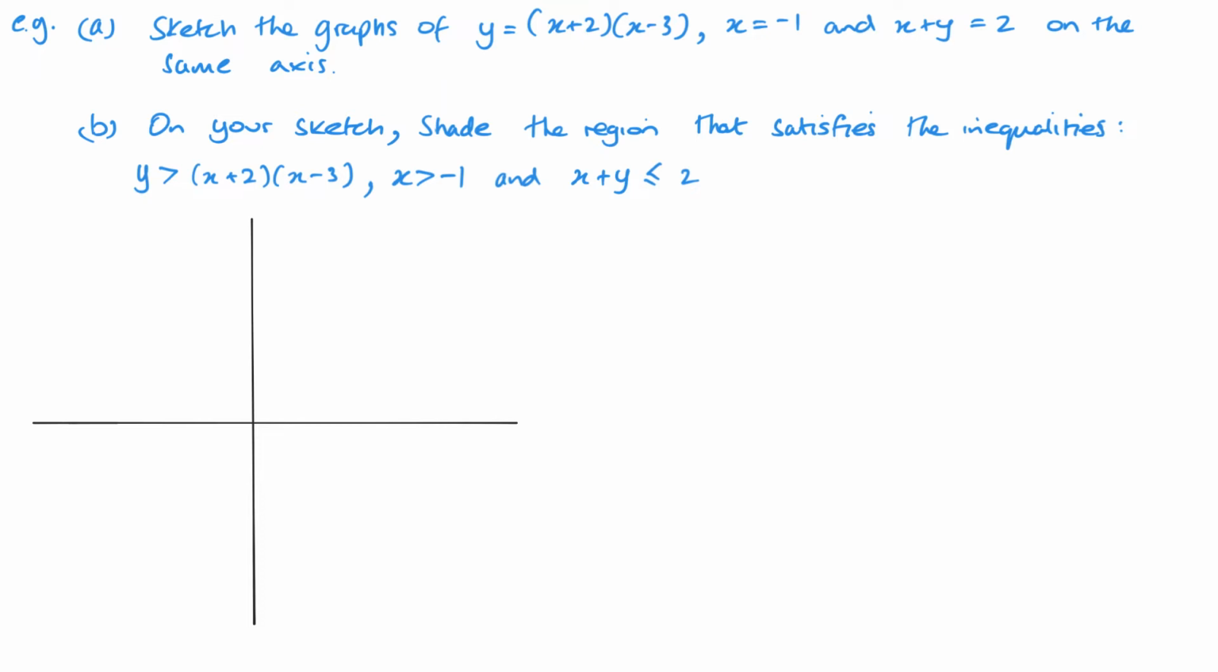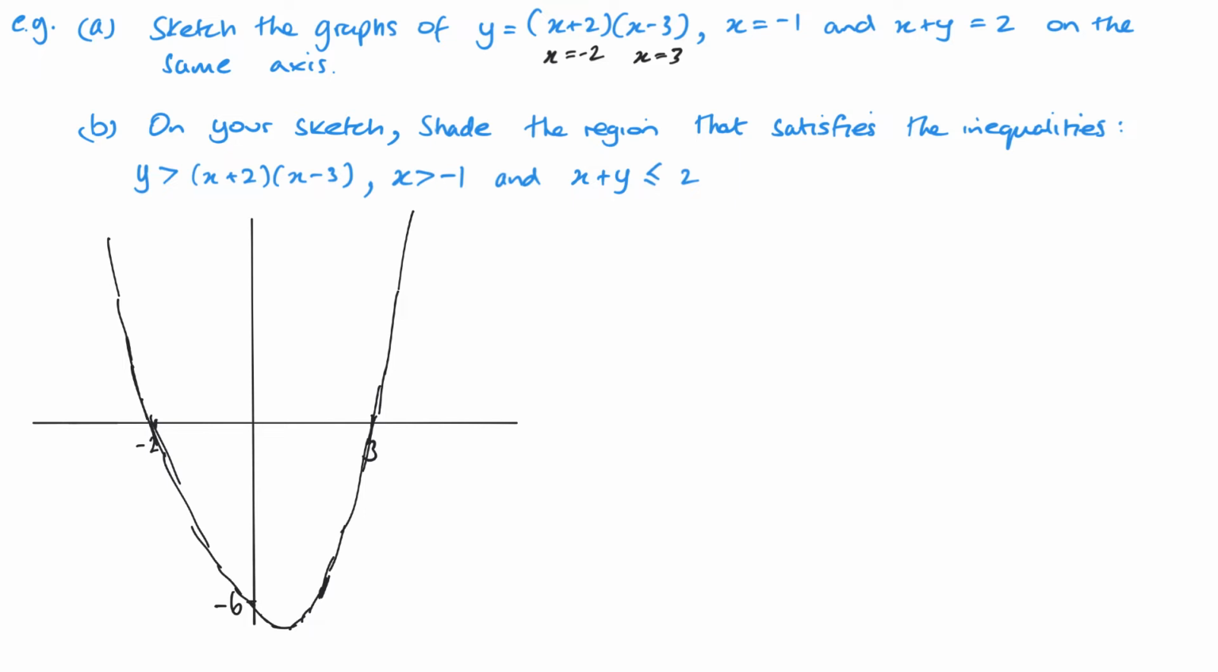And then I'll tend to do the quadratic first. So we know here we've got x is equal to -2 and x equals 3. So we know it's got to cross at -2 and 3. And 2 times -3 is -6. So it's got to hit at -6. So we've got a rough graph here, something that looks like this. Again, it's a sketch, it doesn't have to be perfect. And I've got my first one. So this is my y equals x plus 2, x minus 3.